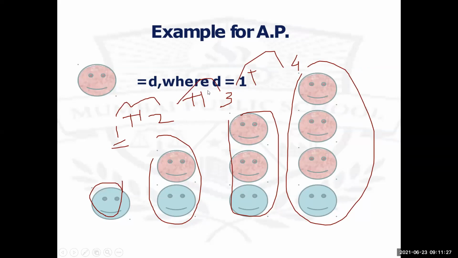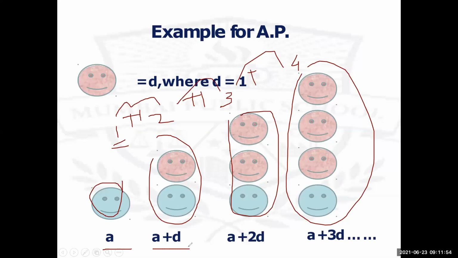This one ball is equal to D. Where D equals what? 1. So A plus D. Your third term is A plus 2D and A plus 3D. Now you are moving to the formula. Now you are deriving the formula. Understand this. So just remember your first term is A.